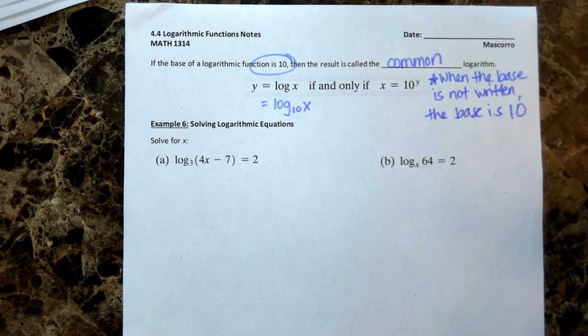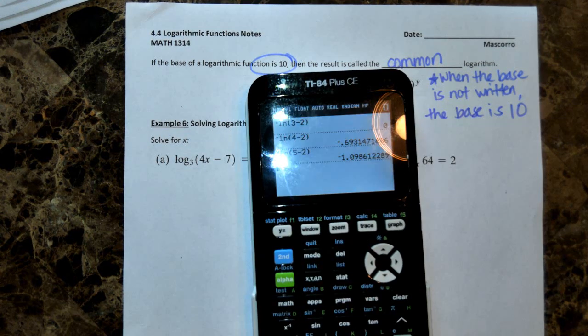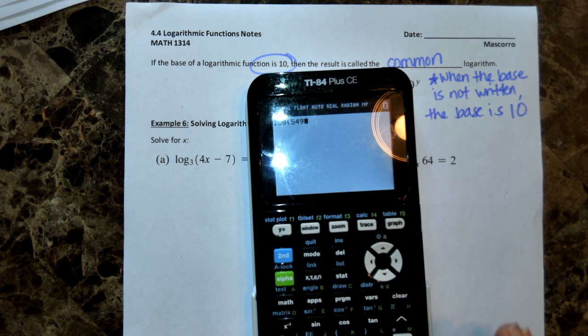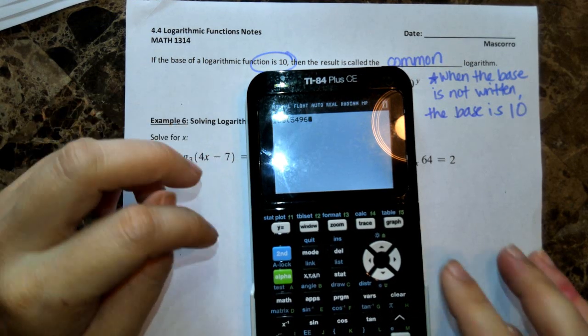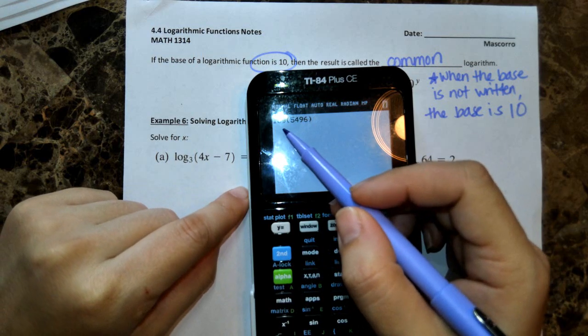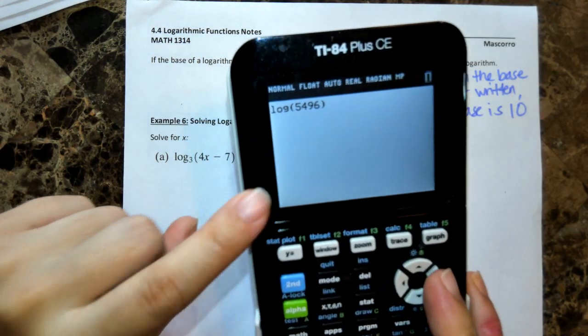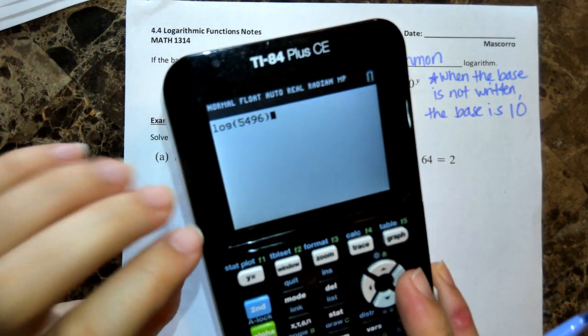And the cool thing about base 10 is that it's actually the only one our calculators can calculate. If I typed in log of some number, just any number, I can type it in. There is no base automatically written because that means the base is 10. That's actually the only type of logarithm your calculator can calculate.